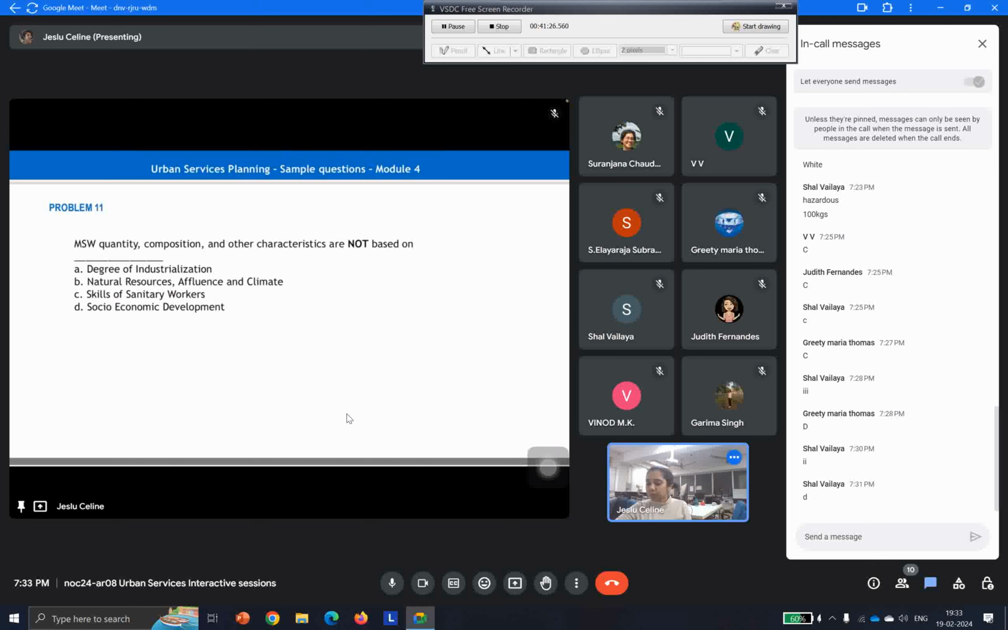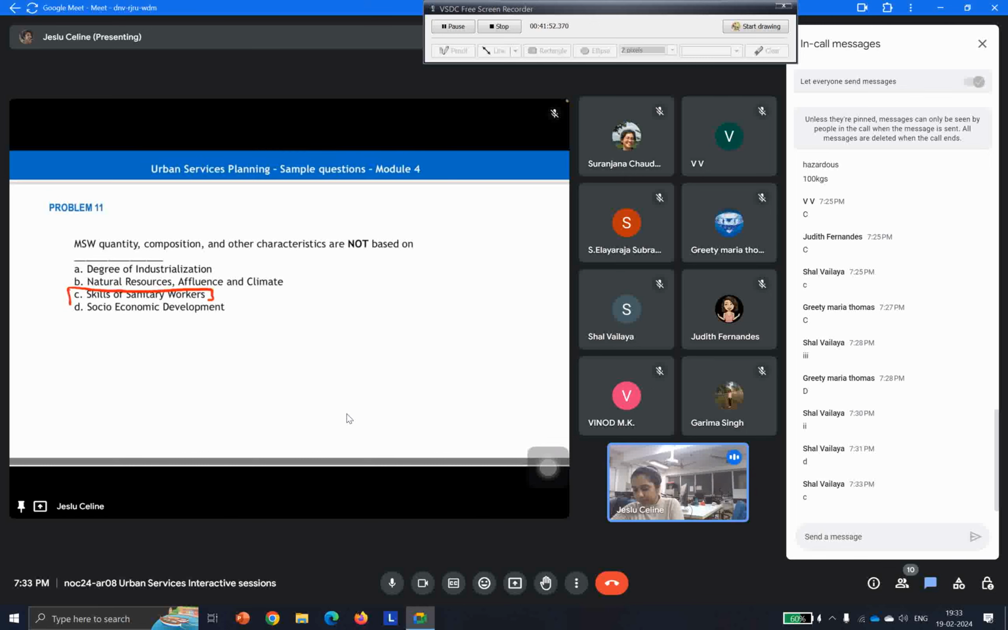Problem 11. Municipal solid waste quantity, composition, and other characteristics are not based on which of the following? A. Degree of industrialization. B. Natural resources, affluence, and climate. C. Skills of sanitary workers. And D. Socio-economic development. C. Yes, C. Somebody has already answered C.